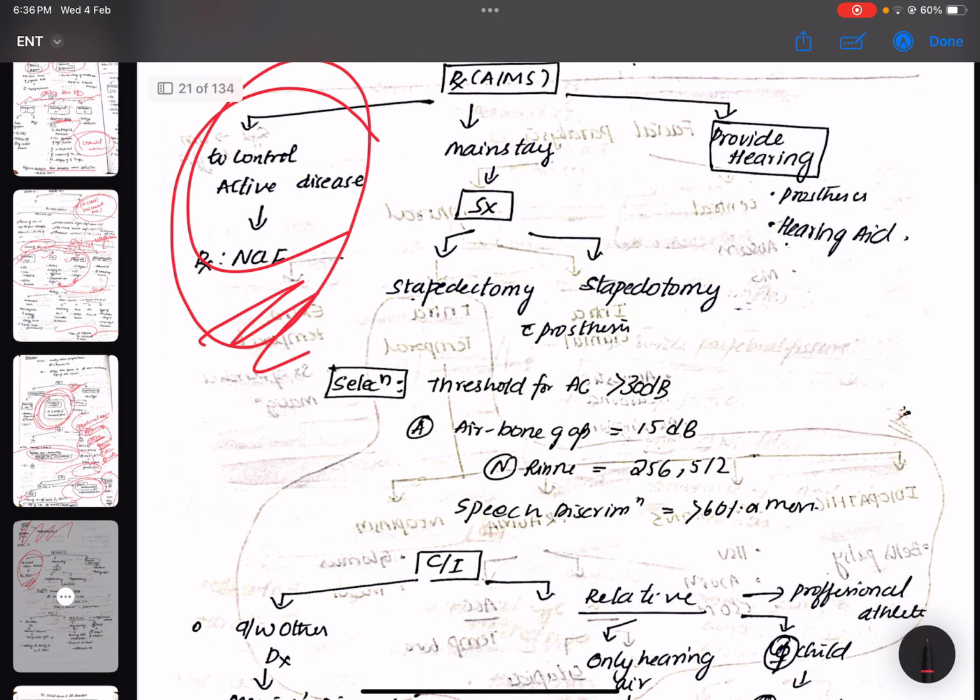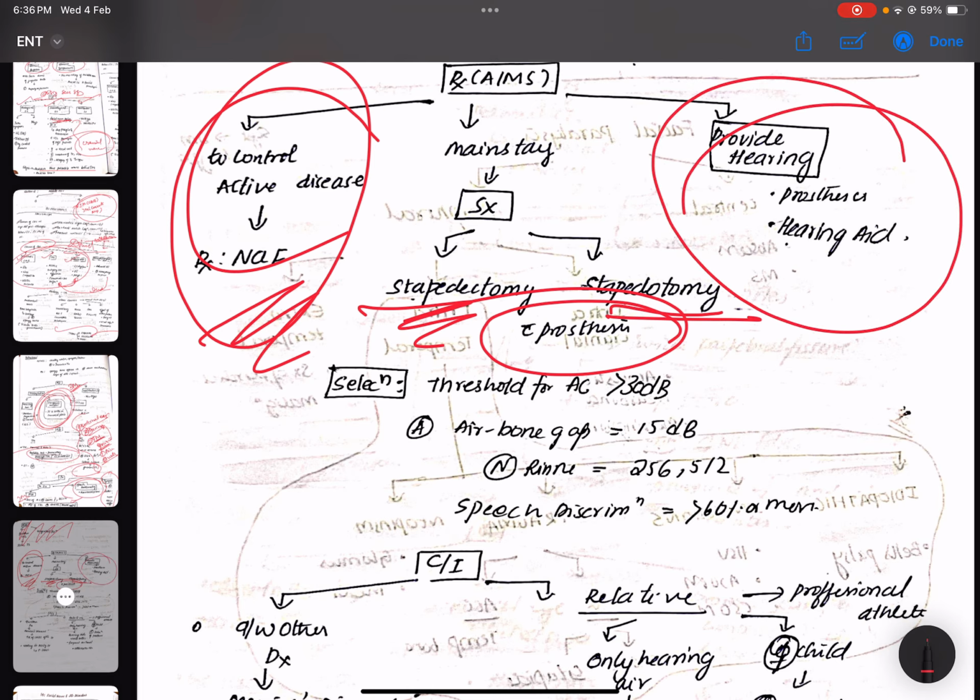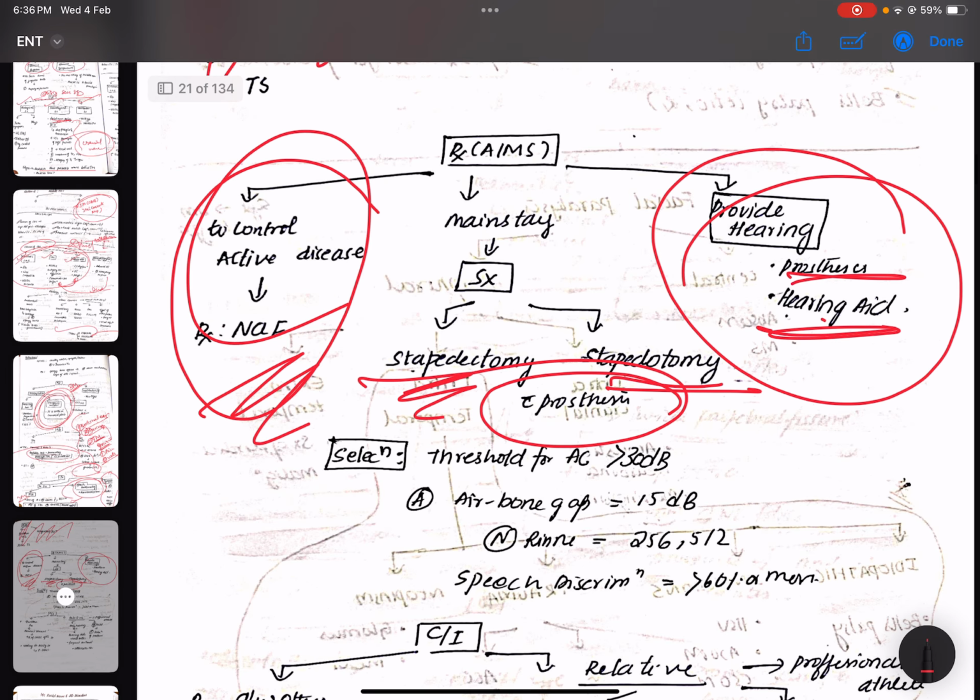But if it's already done, that means the disease has already progressed, then you have to do either stapedectomy or stapedotomy. Then also you need to give the hearing back, so we will also give the prosthesis. Then also to provide hearing, since there is a loss of hearing, and also she hears better in a noisy place, right? So you have to correct that with a hearing aid and prosthesis.